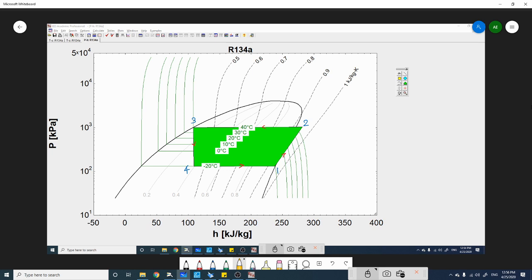We have said that 1 to 2 is isentropic compression. So you need work input here, right? That work is required to drive the compressor. Next, the end of compression is at state 2, where the compressor is compressing it to the high pressure as desired in that circuit.